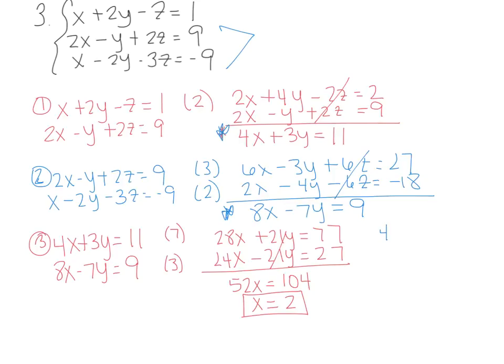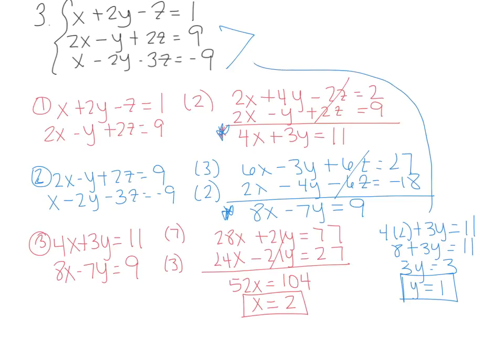So I have 4 times x, which is 2, plus 3y equals 11. So I have 8 plus 3y equals 11. 3y equals 3. So y is equal to 1. Now I found x and y. So I'm going to come up here and plug x and y into that top equation, and I'm going to solve for z.